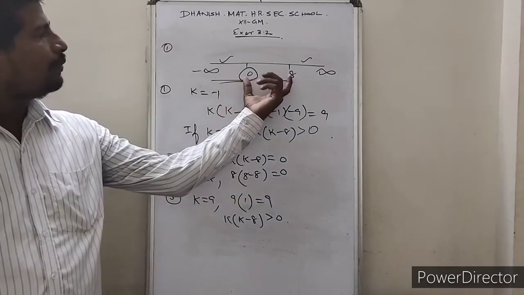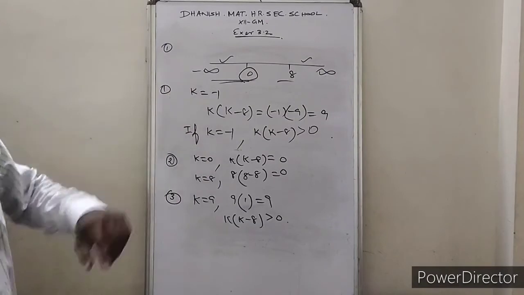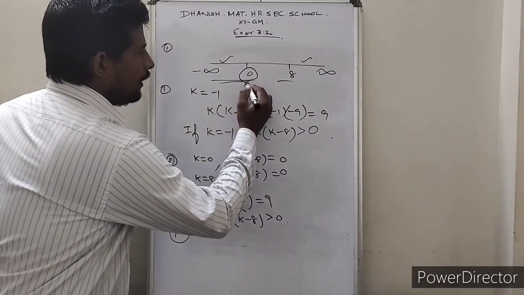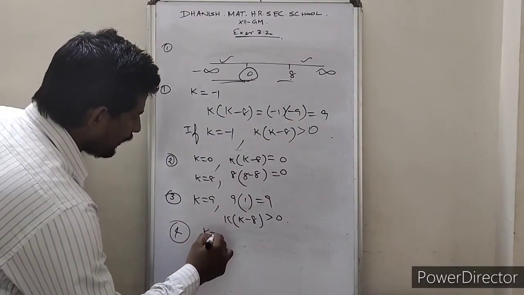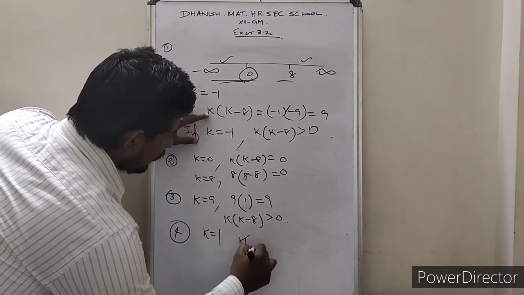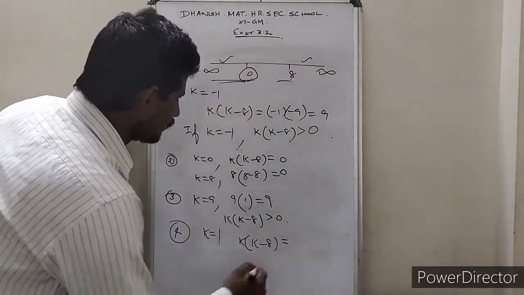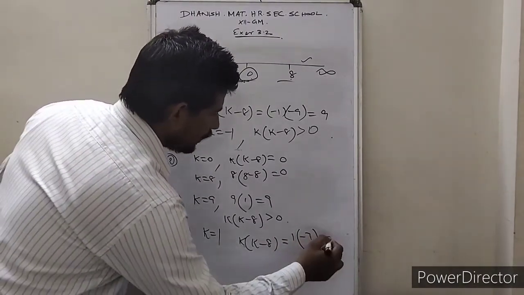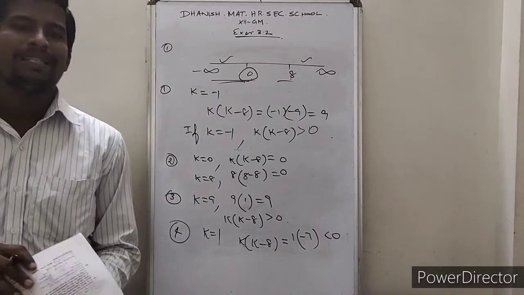If I take any value between 0 and 8, what will happen? There will be one more case. I'm going to take k as 1. So what will be our discriminant? Discriminant k into k minus 8 equal to, now I'm going to put k as 1 in this, 1 into minus 7. So this is less than 0. So here our roots are imaginary.